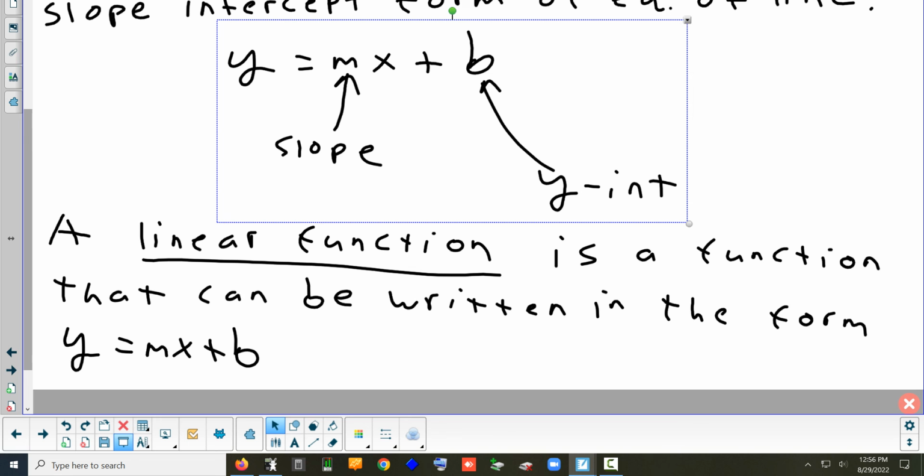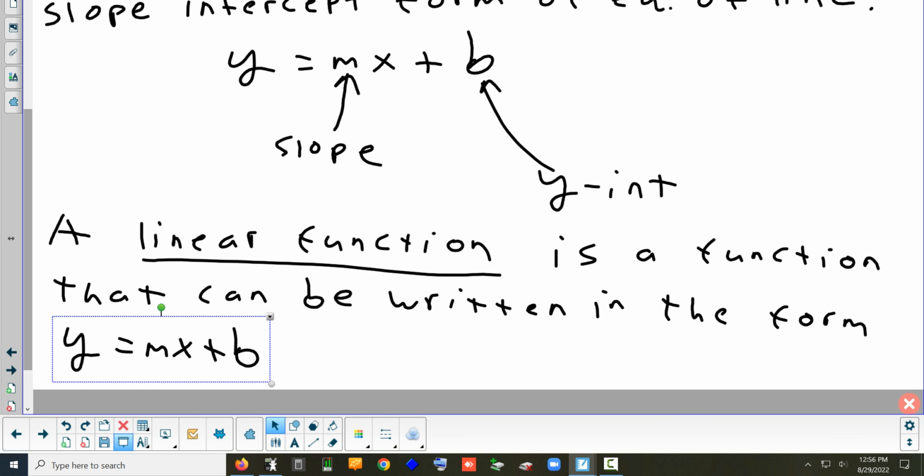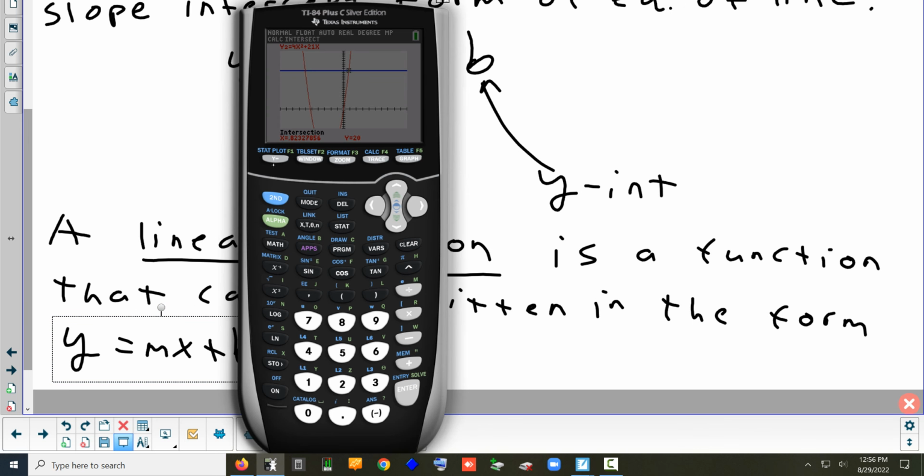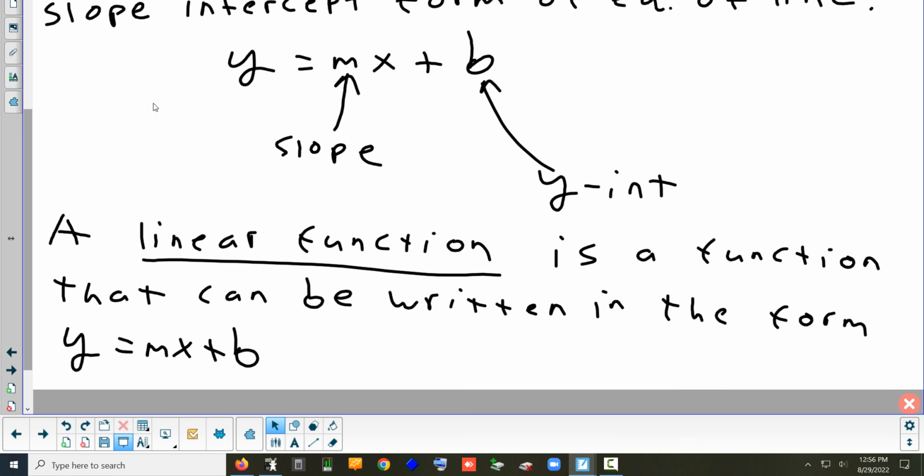The only condition there is you don't want m to be 0. Because if the slope is 0, then 0 times anything is 0, and you end up with y equals b. Well, we've been graphing things like that, like in this problem, y equals 20. But technically, y equals a number is a constant function. That's not a linear function. It's constant because it stays the same all the time. To be a linear function, your slope can't be 0.